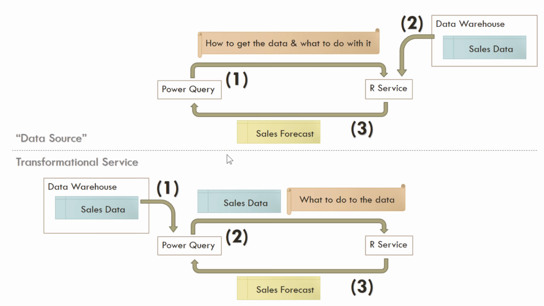So again, because I love charts, here's the same thing, just to really drive the idea home. As a data source, Power Query is sending instructions on how to get the data and what to do with it. R grabs the data, transforms it, and sends it back. That's a transformation service. Power Query gets the data, sends the data along with instructions to R. R performs those tasks on the data it was passed and sends it back to Power Query. Just really crystal clear, because I know there's a lot of confusion between what these two different things are.